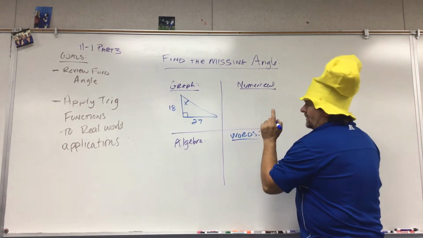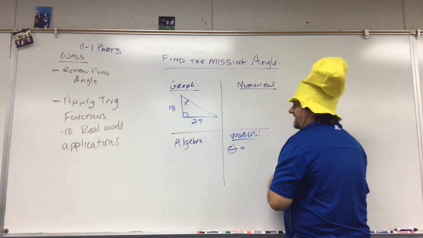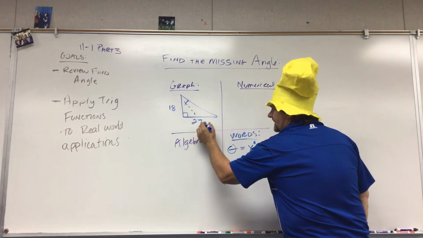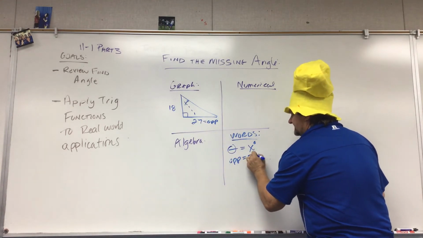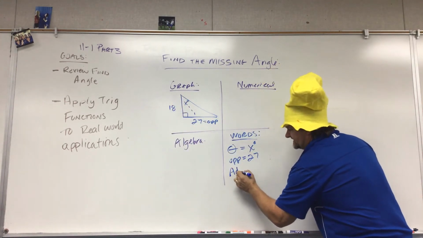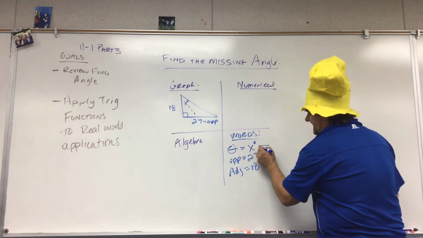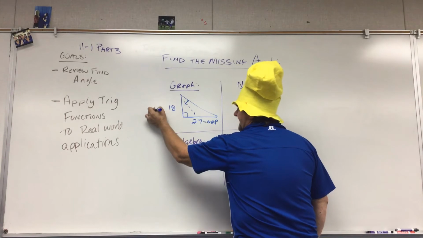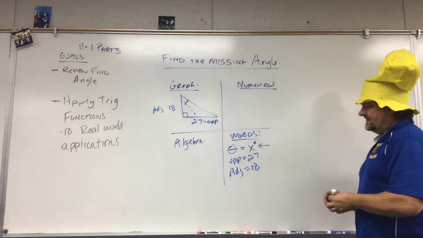So here we go. Words, what are we given? We are given theta, that one. That's what we're looking for. It's our reference angle. We don't know what that is. Across from theta, we're given our opposite, which is 27. Next to theta is 18, so our adjacent is 18. We're looking to find this guy right here. So that's step 1. We drew what we needed to and labeled the sides.